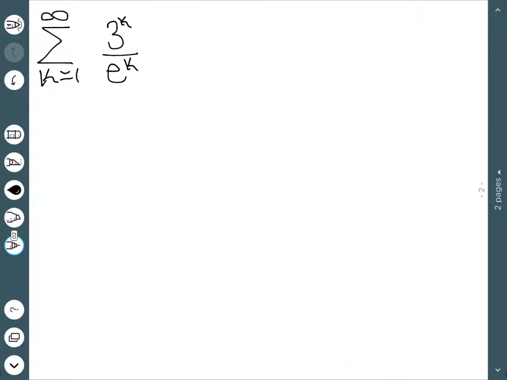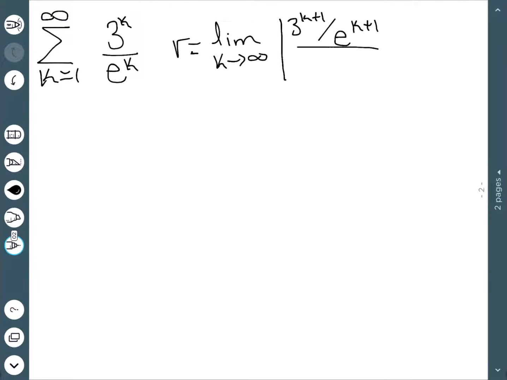For my first example, I have the sum from 1 to infinity of 3^k over e^k. So I need this value r, which is the limit as k goes to infinity of the absolute value. We're going to add 1 to all the k's, so 3^(k+1) over e^(k+1), all over the original series, 3^k over e^k. And now we need to simplify this. So I have the limit as k goes to infinity of, well, first off, everything's positive here, so I'm going to ignore the absolute values.